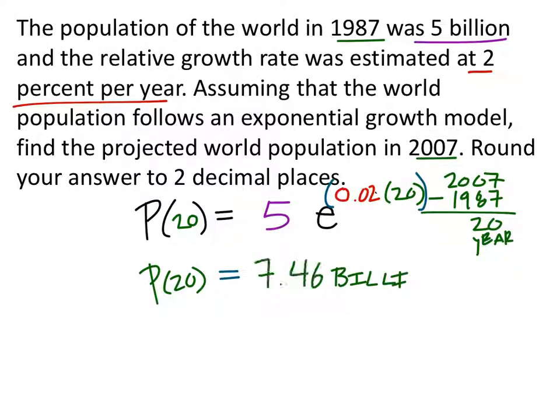Wait, what? All right, so I pushed a 2 in there, not 20. 20, though, gives us 7.4591234 and some change. So rounding this up would be 7.46. Again, that's in billions, though.